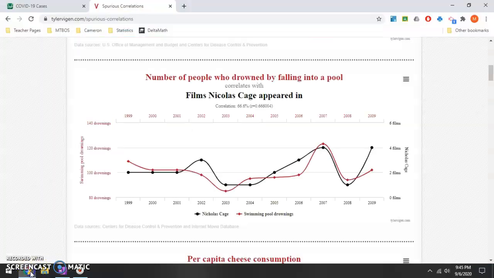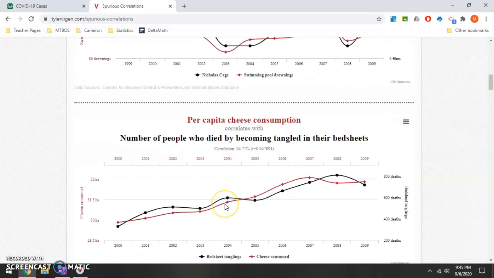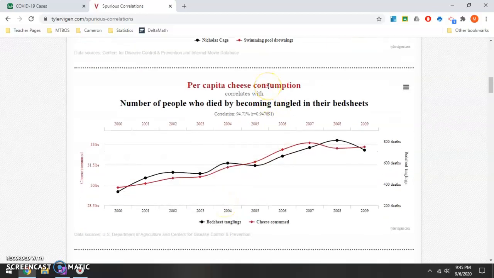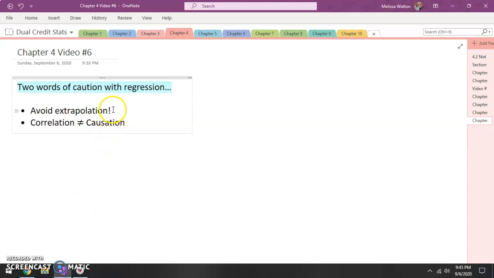So just because two things look like they're associated. This one is per capita cheese consumption and the number of people who died by becoming tangled in their bed sheets. No, cheese consumption does not make you get tangled in your bed sheets. That's ridiculous. So those are my words of caution. Avoid extrapolation. And finally, just because two things are correlated does not necessarily mean that they are cause and effect.